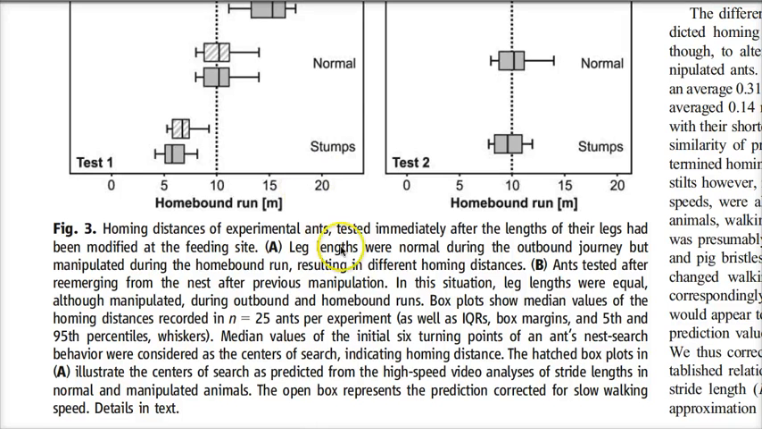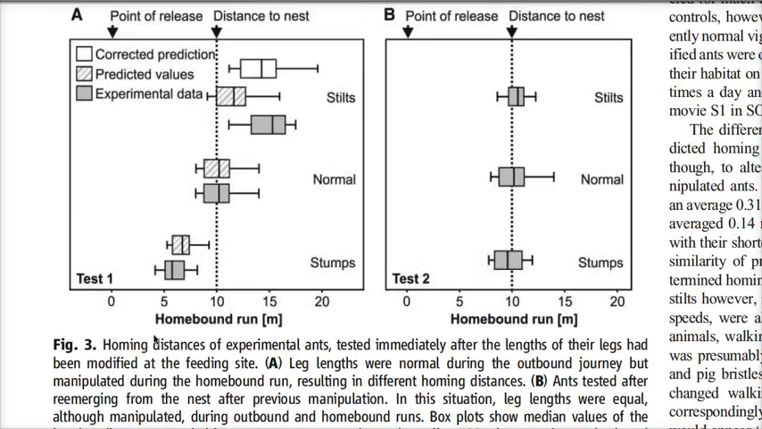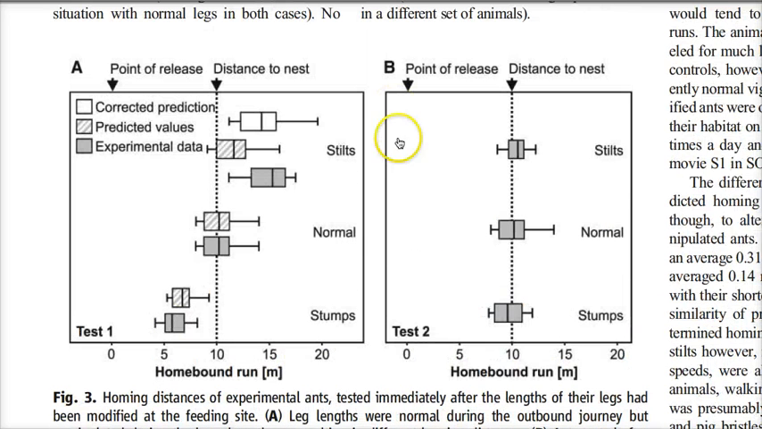Box plots show median values. So that's the median value of the homing distance when n equals 25. I might have said 20, so I have 25 ants per experiment. As well as the interquartile ranges, the box margins that we just talked about. And the 5th and 95th percentiles, which are the whiskers. So these whiskers tell us where every single measurement lay. Of course, the bigger whisker means that there was some way outside the norm. That's why, again, these are not standard error of the means.